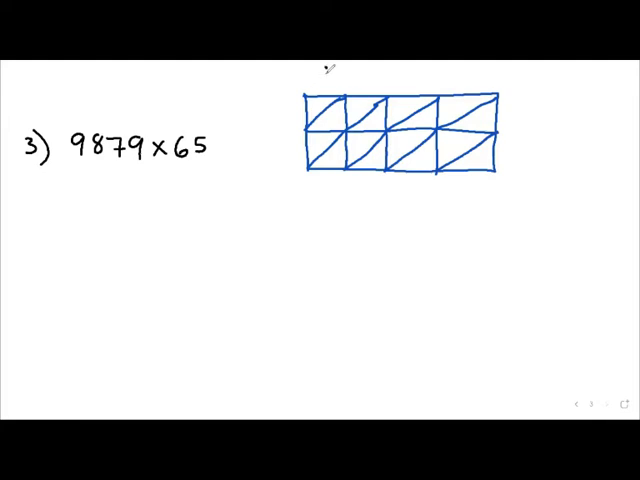So my 4-digit number will go here, 9, 8, a column each, 9, and 7. And 65 will go here, 6, 5. Good. And let's go and solve now. So here we need to know our tables. So 9 times 6, I think from earlier, we got that is 48. 7 times 6, I think that's 42.